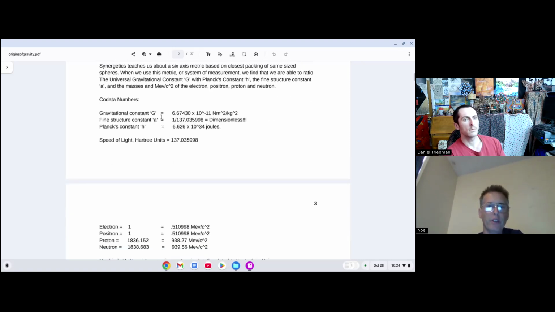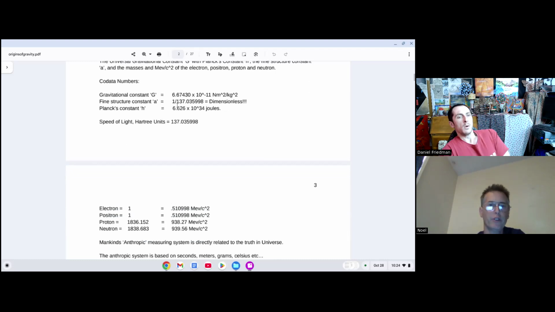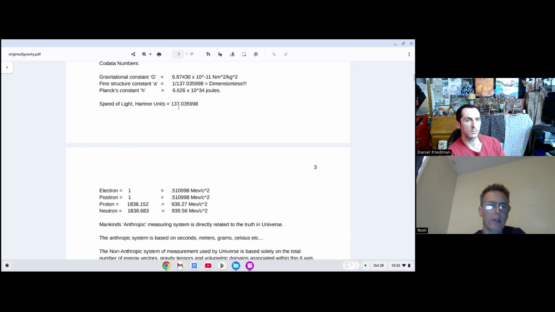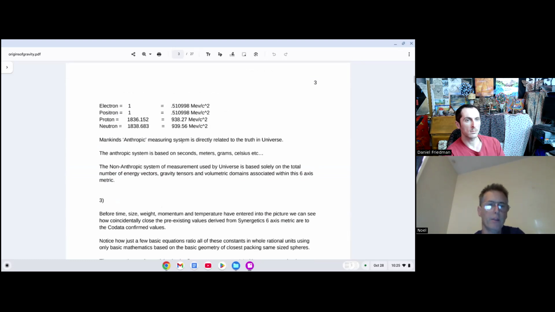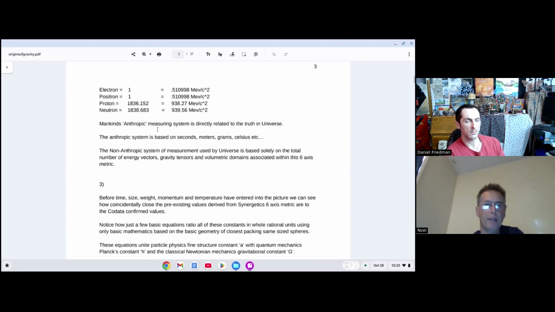Here are CODATA's numbers for the gravitational constant, the fine structure constant, and Planck's constant, and the speed of light in Hartree units. Here's CODATA for electron, proton, neutron, and positron mega-electron-volt values. And mankind's anthropic, that's man-made, measuring system is directly related to the true universe, right? The system, though, is based on seconds, meters, grams, Celsius, etc. This non-anthropic system of synergetics of measurement is used by the universe.